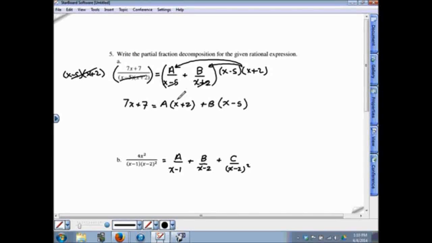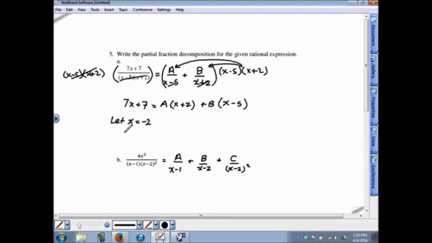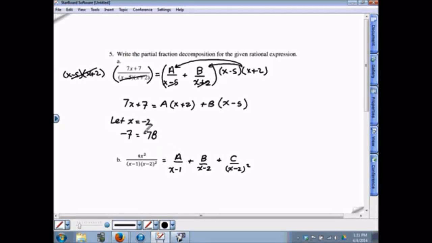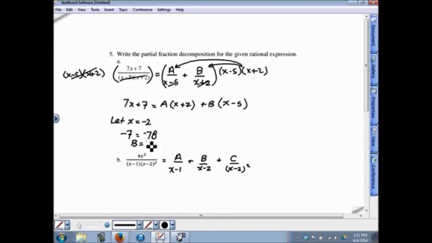For example, if you plug in a negative 2 right here for x, negative 2 plus 2 is 0. 0 times a is 0, so the a would disappear. So I'm going to let x equal negative 2 for my first convenient value of x. Plug in a negative 2 for all the x's. So if you plug in a negative 2 right here for this x, that's negative 14 plus 7, which makes negative 7. Now the negative 2 in place of this x causes this term to disappear. Negative 2 minus 5 is negative 7. Negative 7 times b is negative 7b. If you divide by negative 7 on both sides, you get a value of b where b equals 1.